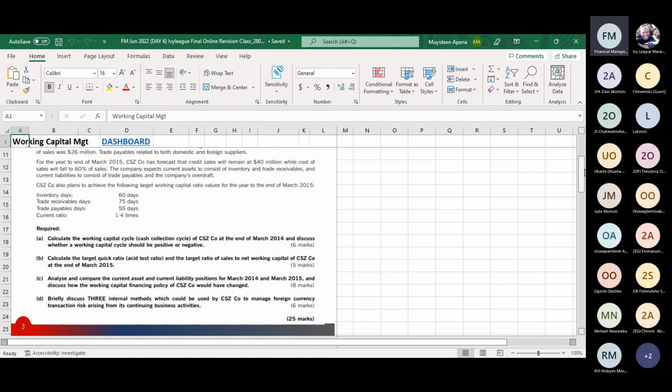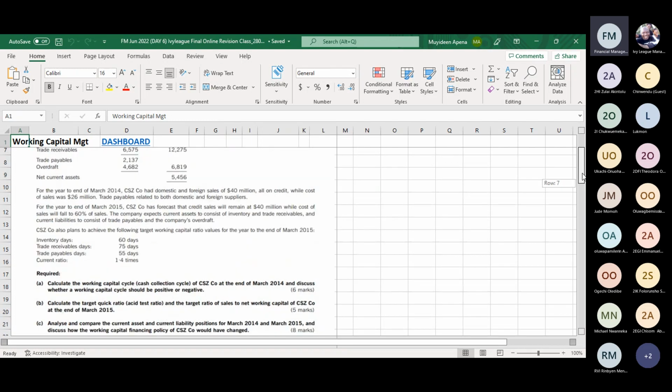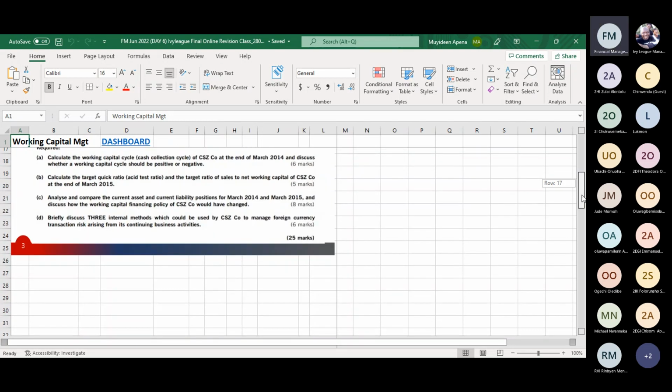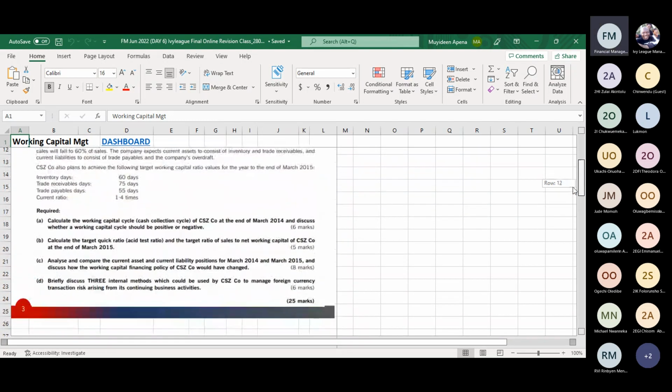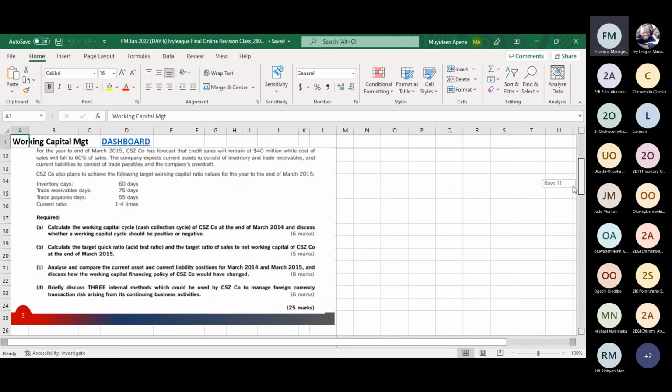Analyze and compare the current asset and current liability positions for March 2014 and March 2015, and then discuss how the working capital financing policy of CSZ Co would have changed. So 8 marks. Then the D part, briefly discuss 3 internal methods which could be used by CSZ Co to manage foreign currency transaction risk arising from its continuing business activities. So quickly, let's begin to address them. On this page, we'll be addressing questions A, B, C.